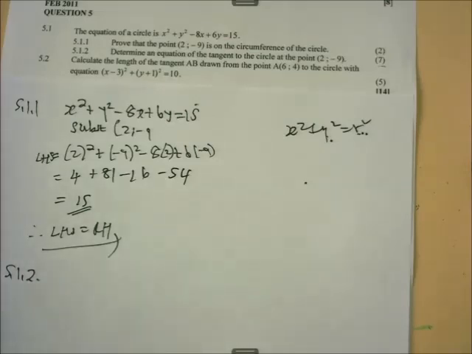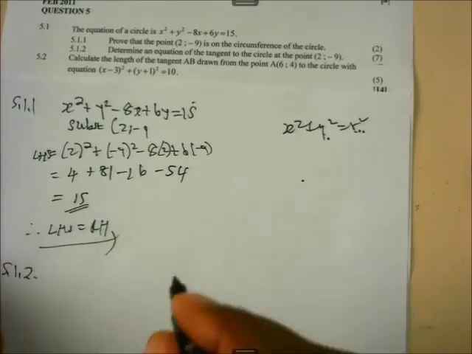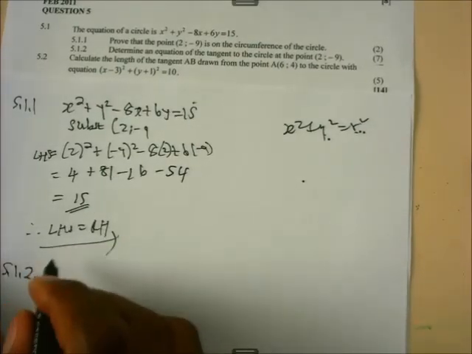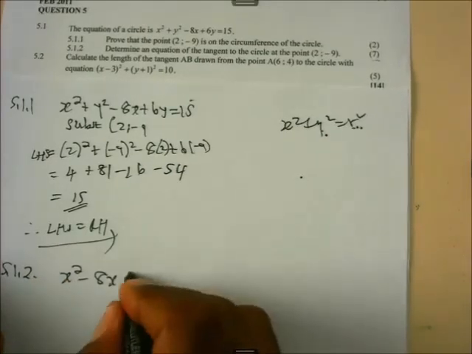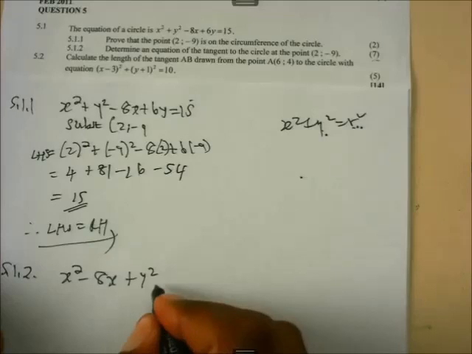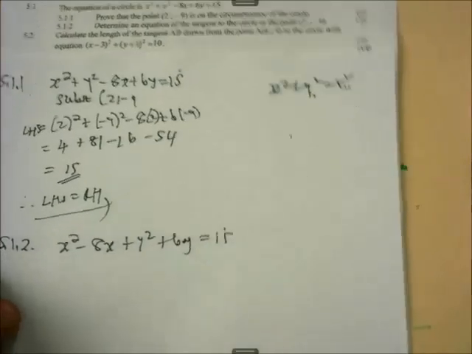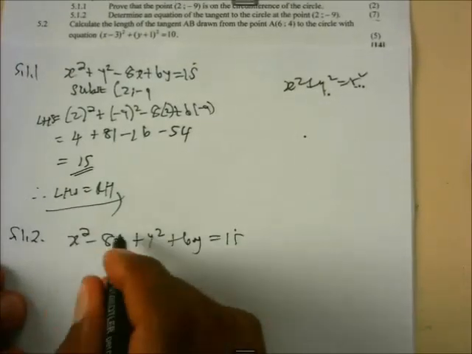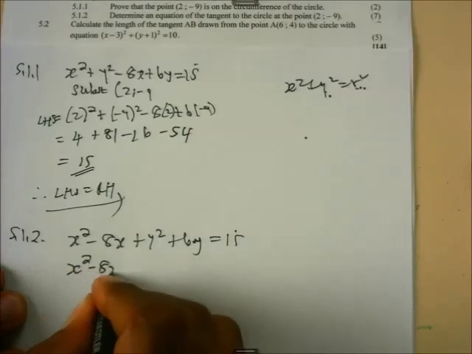What do you know? Another thing about a tangent is that it is perpendicular to the radius. It's very, very important. It means we need to have the center first. Then we have x squared minus 8x, then plus y squared plus 6y is equal to 15. Right, from here, remember, if you want to have the center, you need to complete the square here to have x squared minus 8x.